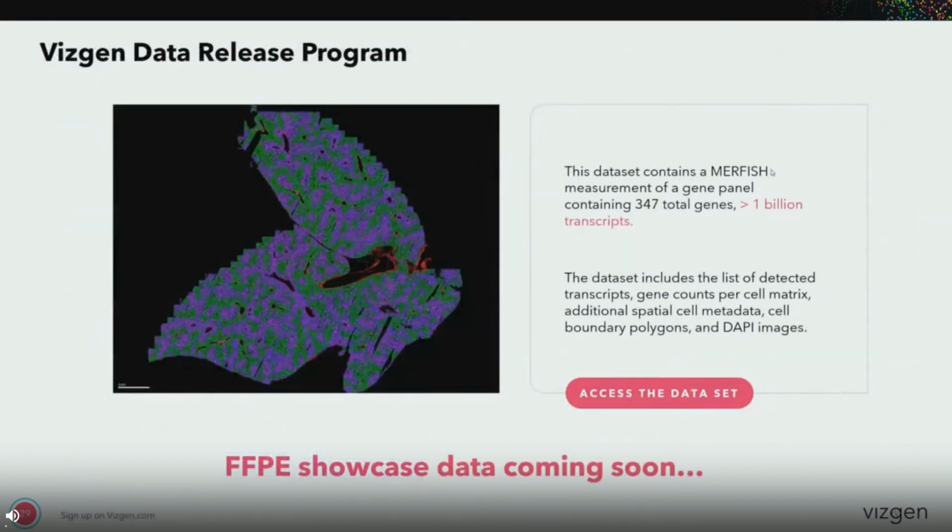So I also want to mention that Vizgen has a data release program, and we have released 2 data sets. On this slide, this is a recent mouse liver data set measuring 347 genes, more than 1 billion transcripts. And we're going to have an FFPE showcase data release coming soon as well. So if you're interested, please do sign up for this data release program.